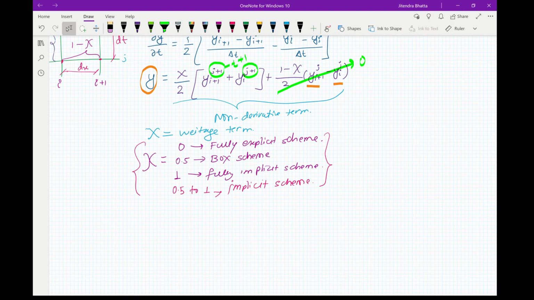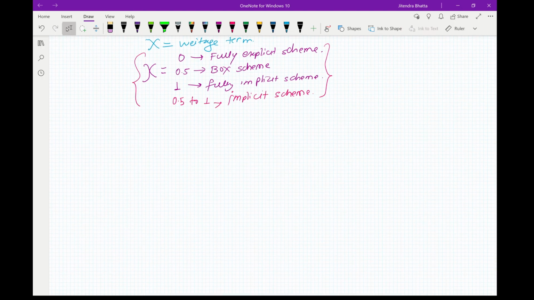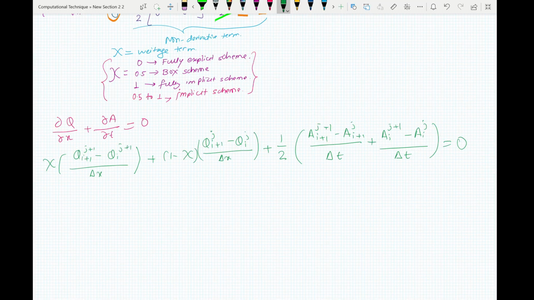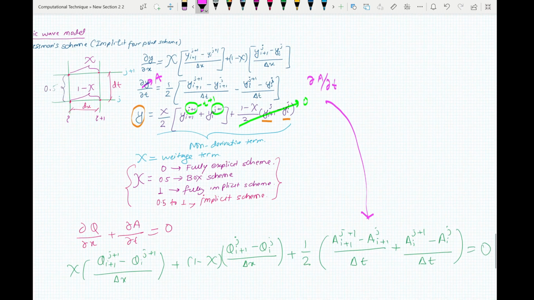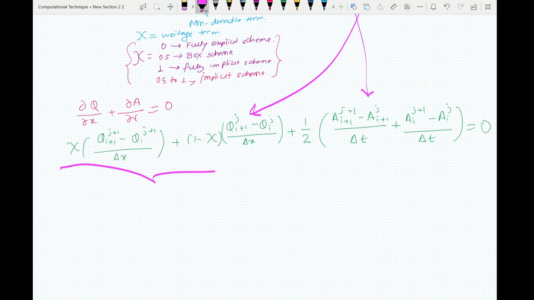If you use something like this, then your continuity equation will look something like this. So what we did here is we substituted y here by A, so we obtained dA by dt and wrote it here, and this one y by q, so you obtain dq by dx and substitute it here. Now this will be your continuity equation.